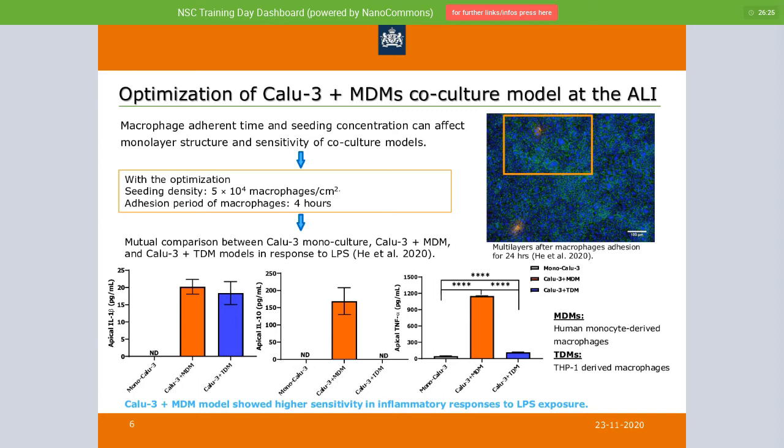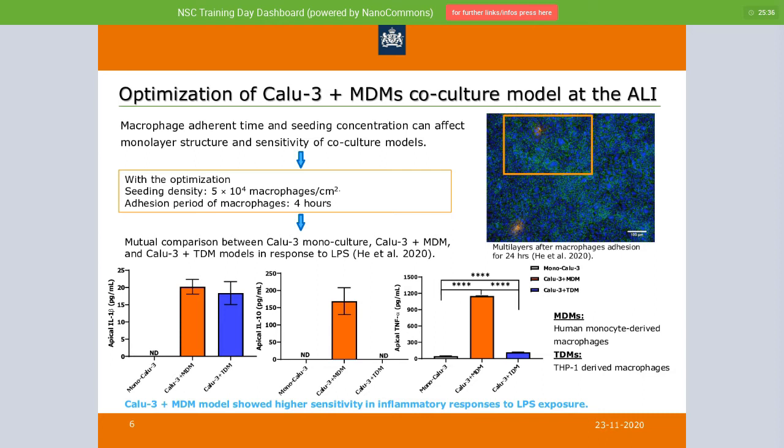We found a long-term period, for example, 24 hours, with medium on top of the monolayers, can affect its structure. So to avoid this negative effect on the monolayer, a short adhesion period, for example 4 hours, should be used. However, the efficiency of macrophage adhesion decreased with a short adhesion period, decreasing the sensitivity of co-culture models. To balance this in our optimization, we decided to use a seeding density of 50,000 macrophages per square centimeter at 4 hours adhesion.